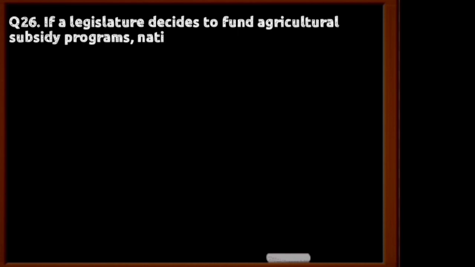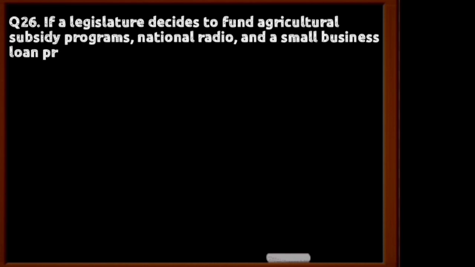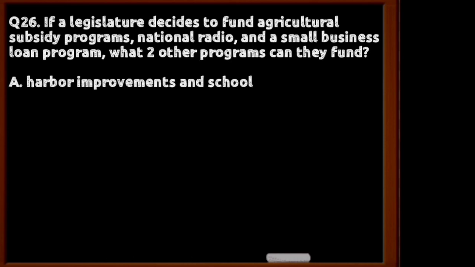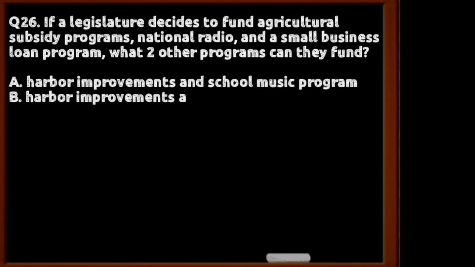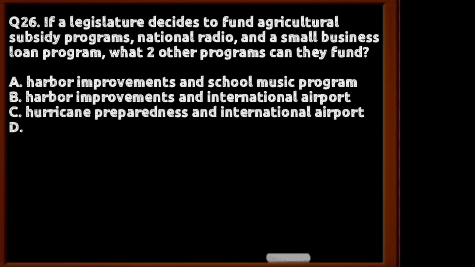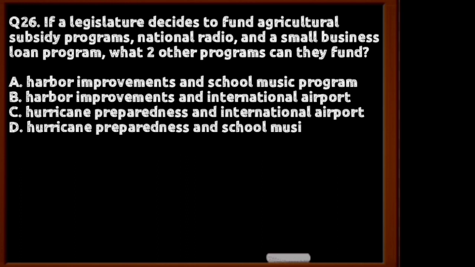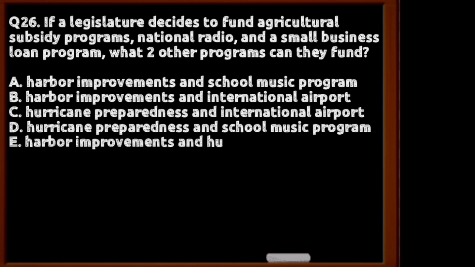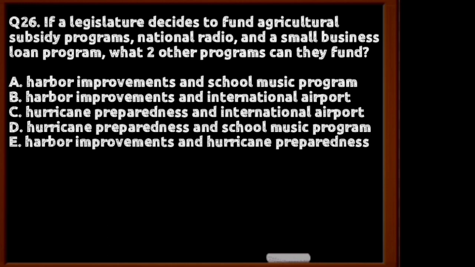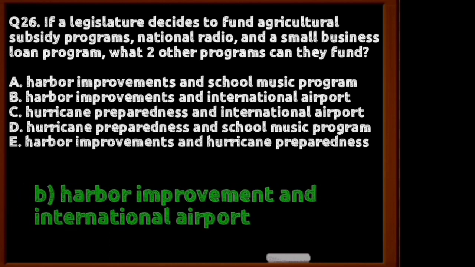The question is, if a legislature decides to fund agriculture subsidy programs, national radio and small business loan program, what two other programs can they fund? Option A. Harbor Improvement and School Music Program. Option B. Harbor Improvement and International Airport. Option C. Hurricane Preparedness and International Airport. Option D. Hurricane Preparedness and School Music Program. Option E. Harbor Improvements and Hurricane Preparedness. The answer is option B, as this is the most effective way to use the fund.